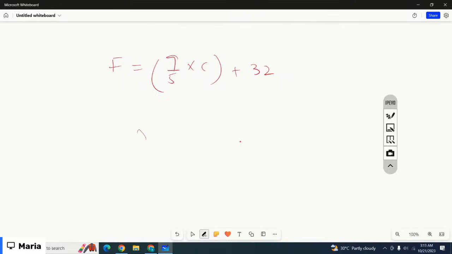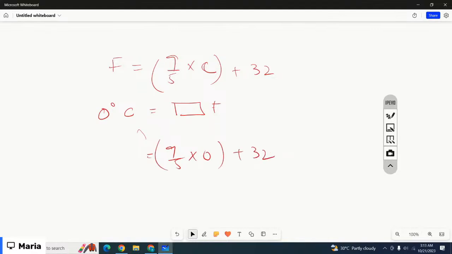So the value you are given is, for example, 0 degree Celsius. You have to convert this temperature to Fahrenheit. So how do we convert? Just replace this C with the 0. So you have 9 over 5 times 0 plus 32.